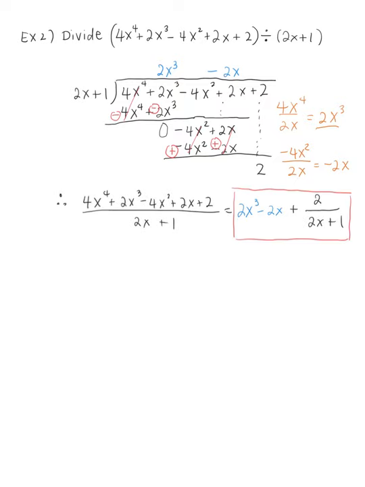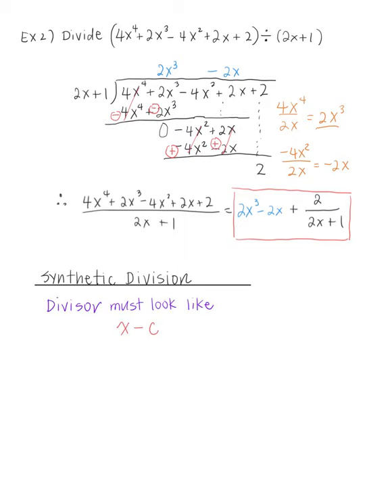And that's our answer. Now, what I'd like to show you now is a little bit quicker way to divide two polynomials together, and that's called synthetic division. Now, can I use this procedure for every single division problem? The answer is no. Here is the criteria. In order for us to use synthetic division, your divisor must be a binomial with a leading coefficient of 1. So your divisor must look like x minus c, where c is a constant and x is the variable.